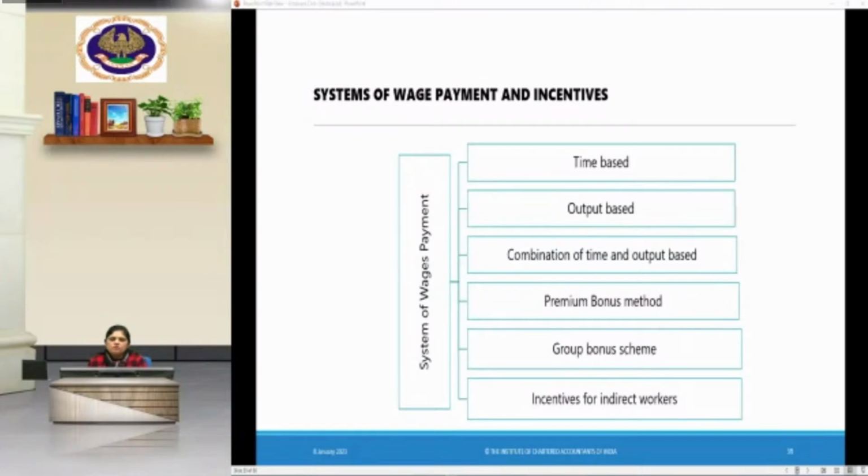We'll be continuing with the employee cost, the second session, with the wage systems and the incentive plans. We are going to do a lot of numericals today, so that you practice how to solve the questions and how to approach them. We'll start with systems of wage payment and incentives. Good morning to all of you.